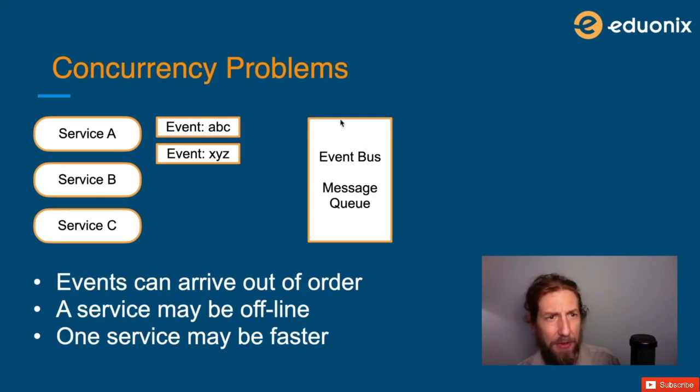We can have a lot of concurrency problems happen, which is when events arrive out of order. Lots of things can go wrong in a system. A service might be offline or a file might be tied up. So another thing that could happen is one service could be busier than another and run slower. So these are all reasons events can arrive out of order.